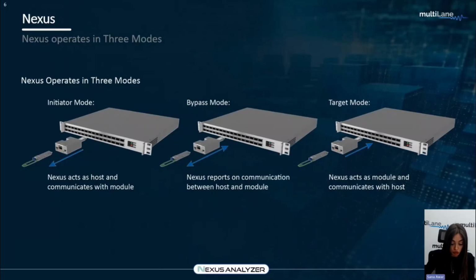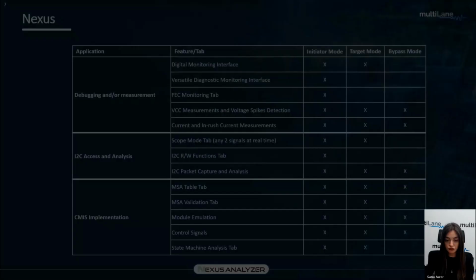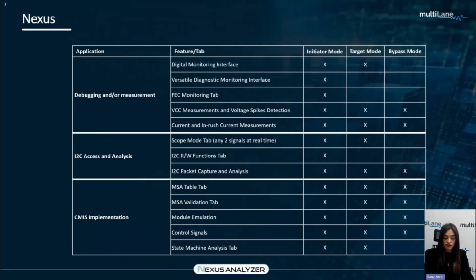I really wanted to go over this at first because we will be using this particular slide as a point of reference throughout the whole webinar. I like to divide the CMIS implementation validation, or interoperability validation, testing procedure into 3 categories: debugging and measurement, I2C access and analysis, and finally CMIS implementation validation.